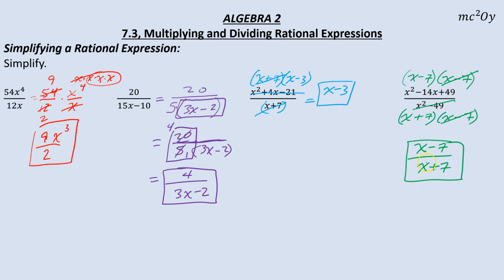Okay, so that might be something to make a note of, and that's a common mistake. Students will just cancel out those x's and say, well, it's negative 7 over positive 7, so that's negative 1, and that's not correct. Okay, you'd have to have the exact same thing. All right.